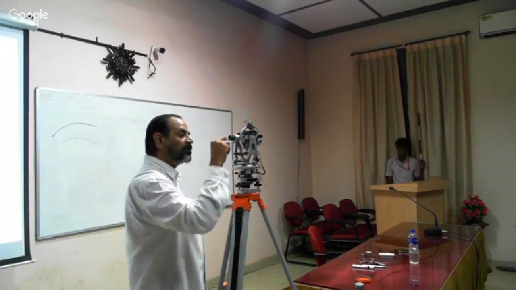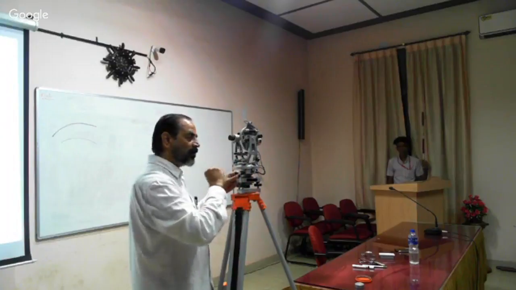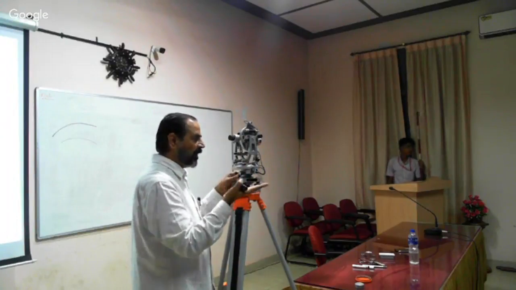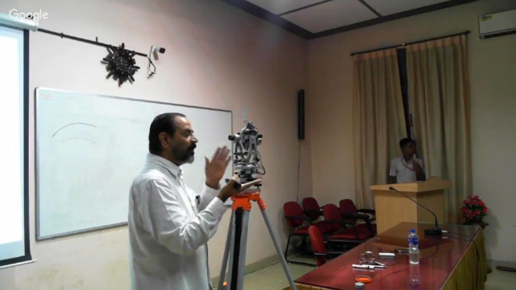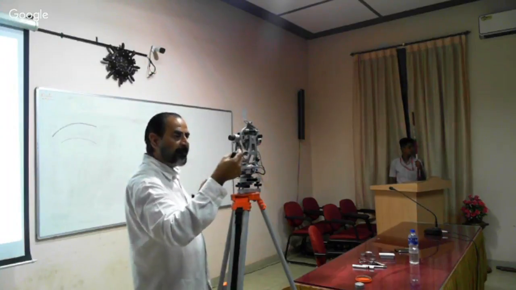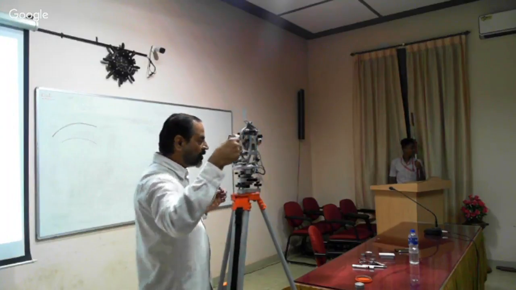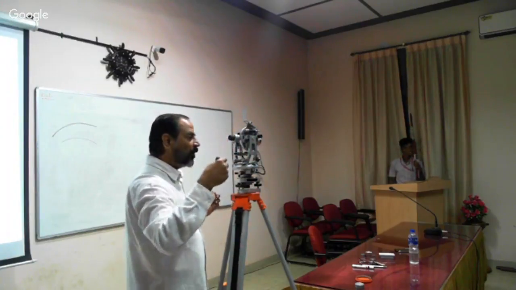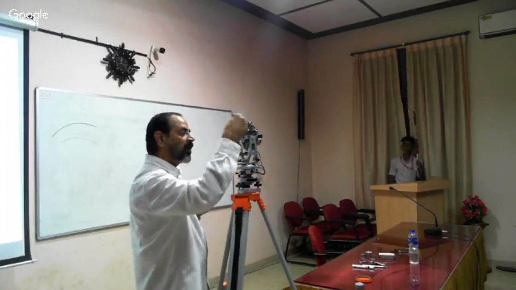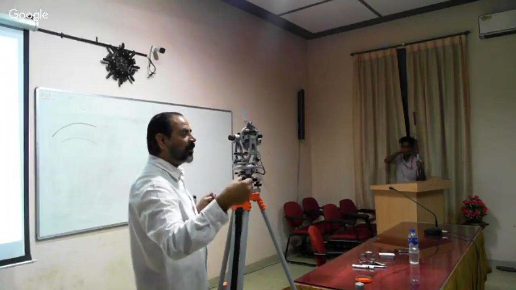Now the vernier reads 0 and 0, 0 coincidence. Close the lower plate, it is fixed. Then move the upper plate with respect to the lower clamp and bring the vernier 0 to coincide with the main scale 0. Now the vernier 0 is coinciding with the main scale 0.